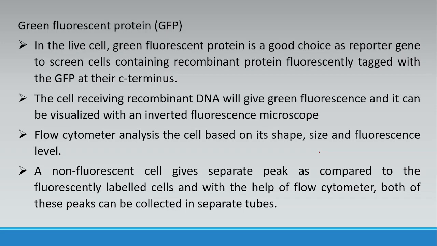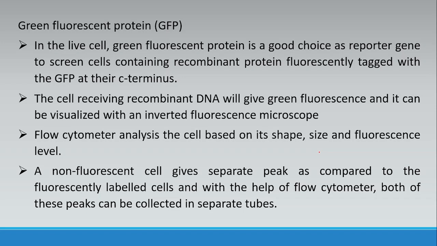The second one, which is the most popular one, is GFP, green fluorescent protein. In a live mammalian cell, the green fluorescent protein is a better choice as a reporter gene to screen cells containing the recombinant protein. They are fluorescently tagged at the C terminus. The cells receiving the recombinant DNA will give green fluorescence, and it can be visualized with an inverted fluorescence microscope. Alternatively, you can also go for flow cytometric analysis.